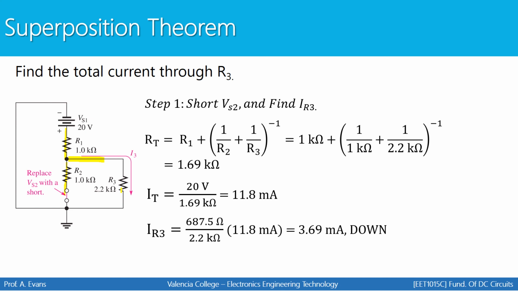So I'm going to set up a current divider to do that. The numerator of the current divider must be the parallel combination of these two parallel paths. Combine these two in parallel, you get 687.5 ohms. The denominator of my current divider has to be R3 because that's the current I want to find. And multiply by the total current going into this node. So you get 3.69 milliamps going down. That's step 1.